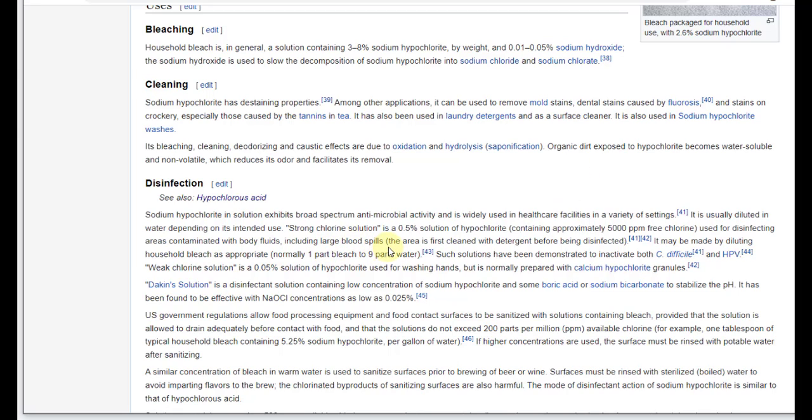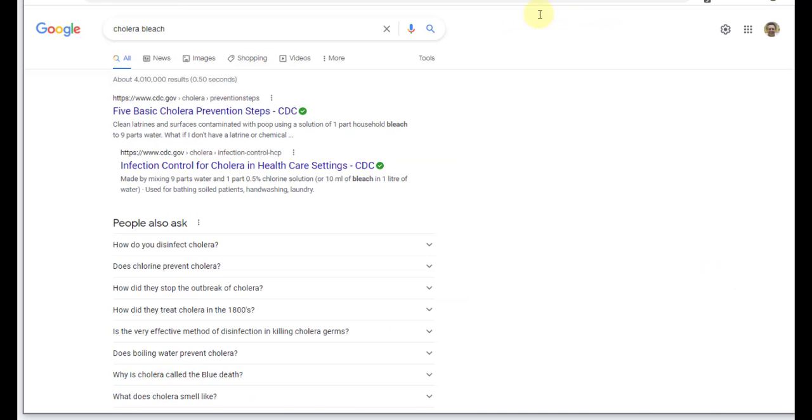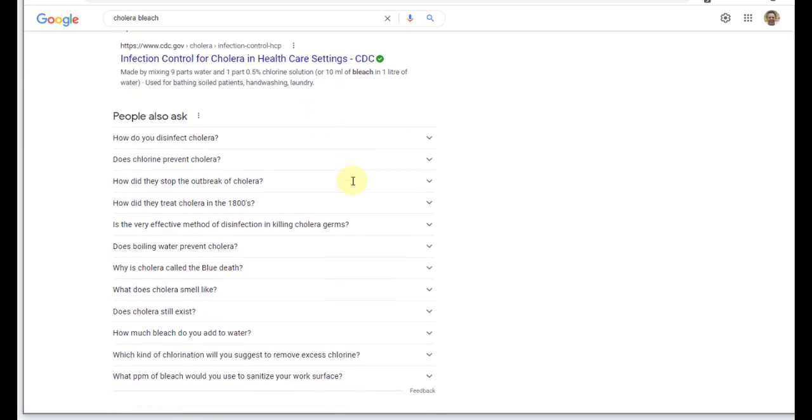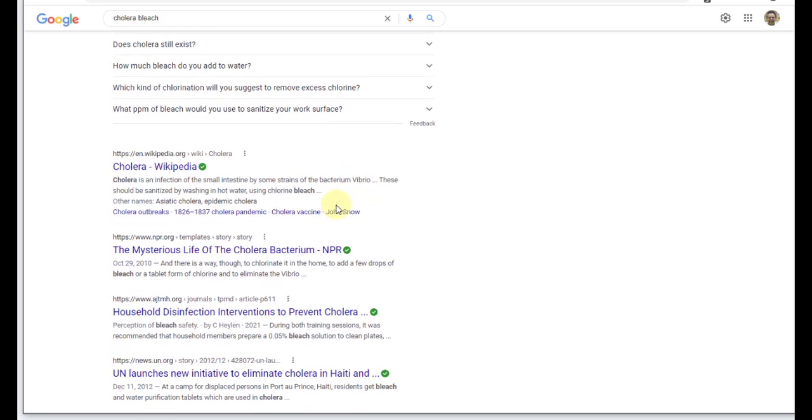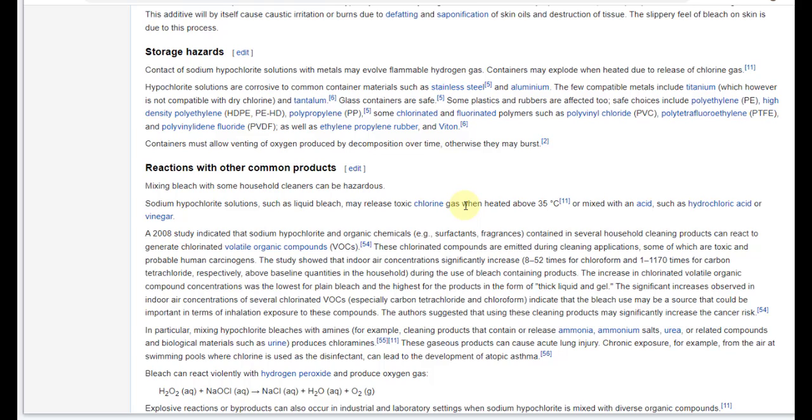Hypochlorous acid and sodium hypochlorite have saved many thousands of people, maybe even millions, because it's one of the best ways of stopping cholera. If you look up cholera, which is a pandemic that is horrid, that we've had around for centuries, it says clean latrines, clean surfaces, 1 part household bleach and 9 parts water. If you look at cholera, you see bleach, bleach, bleach mentioned constantly because this is the way to stop this horrible disease.